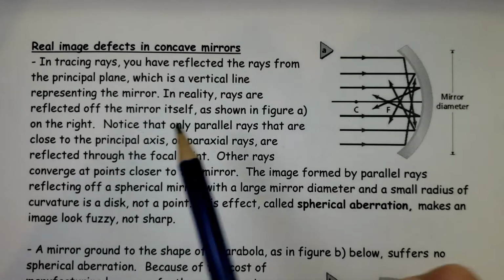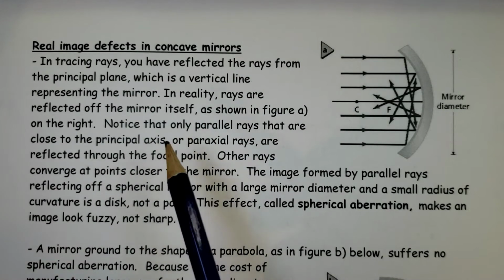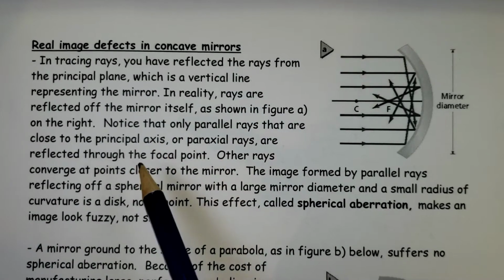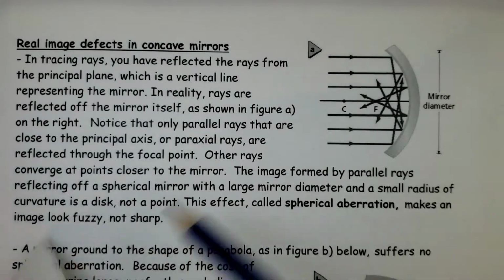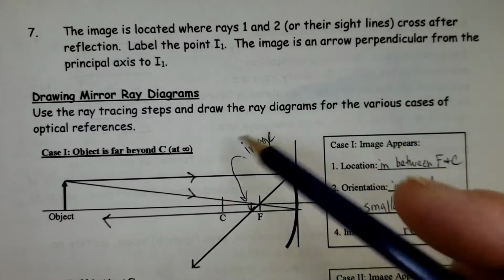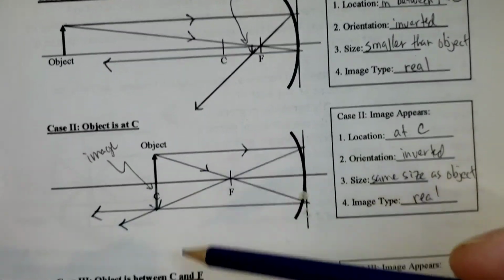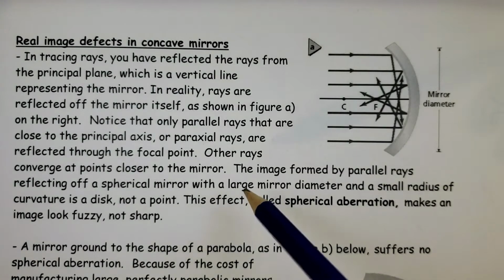So we'll now look at real image defects in concave mirrors. We looked at the scenarios involved with object placement beyond C, at C, inside C and F. Now we'll look at some image defects that can happen.